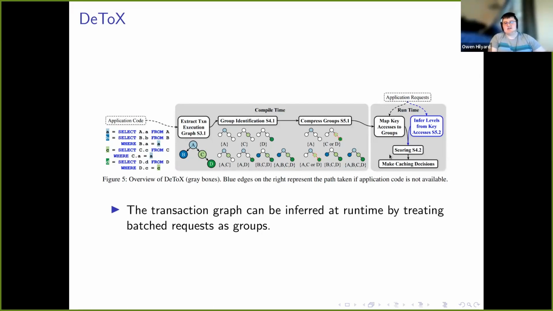So at runtime, keys belong to a table, and so you map those key accesses to groups, or you infer all those keys from batch requests that you're getting, in which case you can't do all of this at compile time. You have to do it at runtime. So that is a not ideal case for this application. And once you have that, you just do normal caching things.